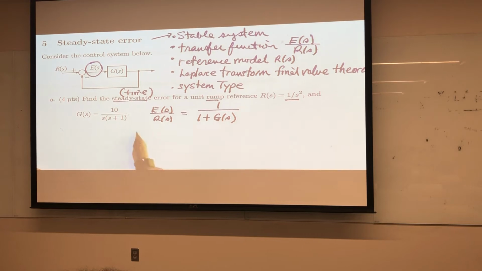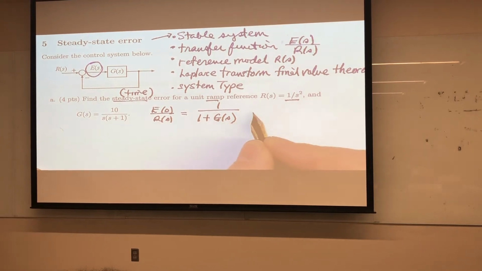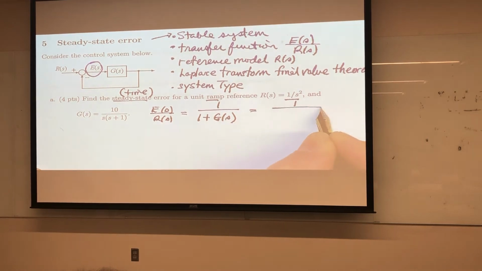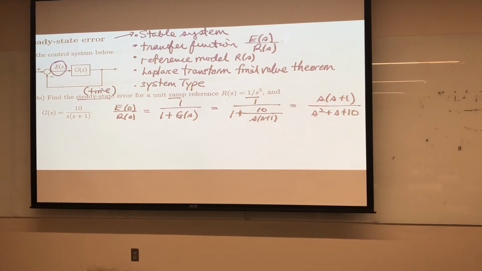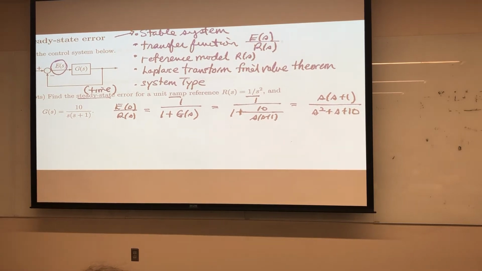Now we substitute this model here, and so what we have is 1 over 1 plus 10 over s plus 1. Okay, my pen kind of slipped here a little bit. There's a plus sign there. We can clean that up a little bit, and what we get is the relationship s plus 1 over s squared plus s plus 10. Okay. Now the first thing we should check is whether or not this is a stable system.